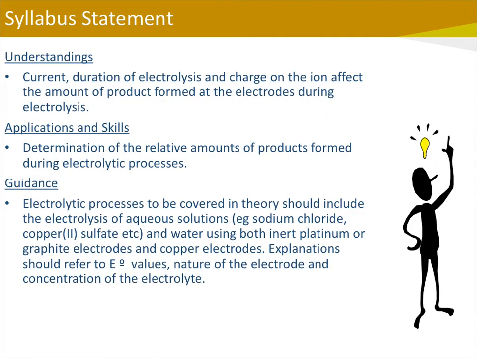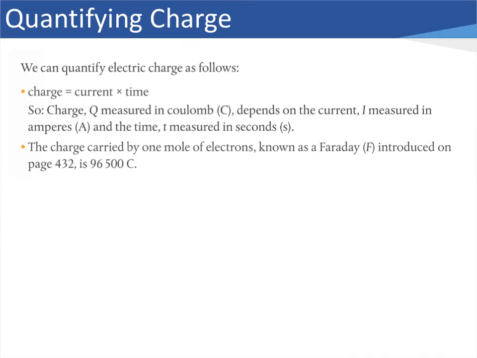Here are some syllabus statements related to some calculations. So if I want to quantify, charge equals current times time. If I want to figure out how much copper is going to be deposited, charge Q is measured in coulombs. That depends on the current, I, measured in amps, and t is measured in time, in seconds. The charge carried by 1 mole of electrons is known as a Faraday. It's 96,500 coulombs.